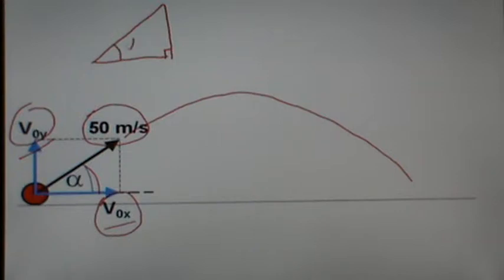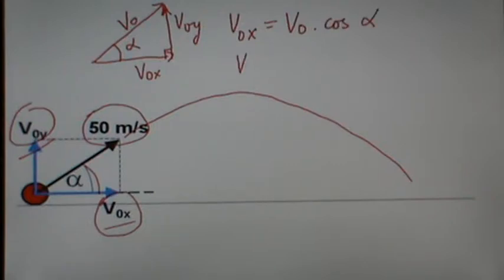If this is alpha and this is V0, this is V0x and V0y. Therefore, the value of V0x will be V0 times cosine alpha, and the value of V0y here will be V0 times sine alpha. But you don't have to memorize this, since that depends on the location of alpha here.